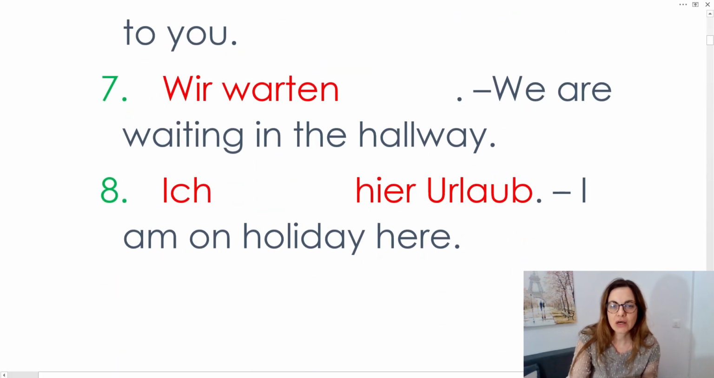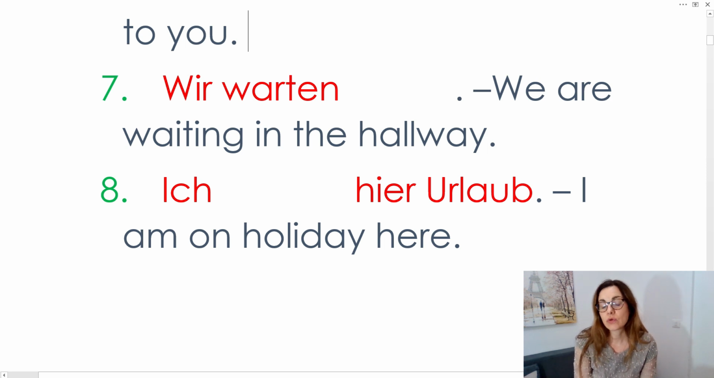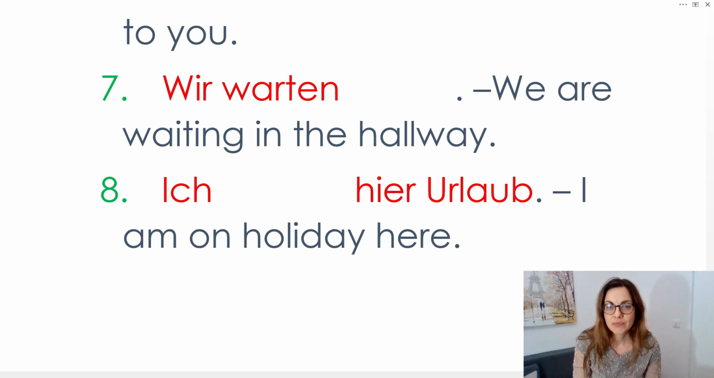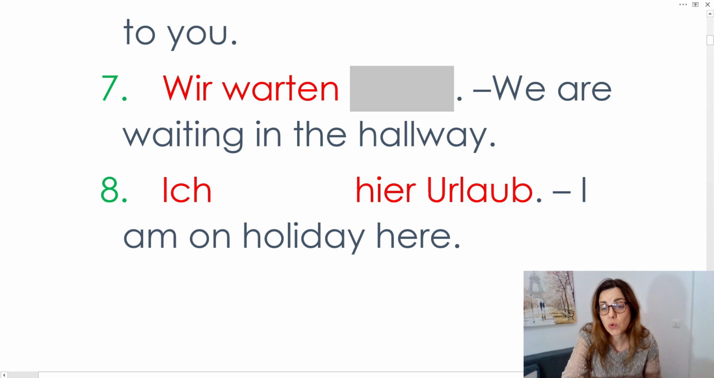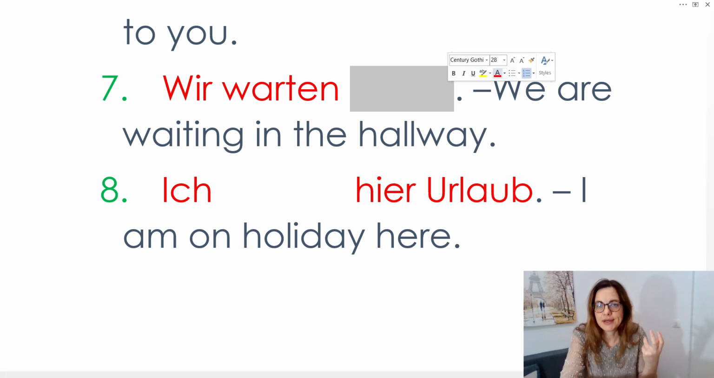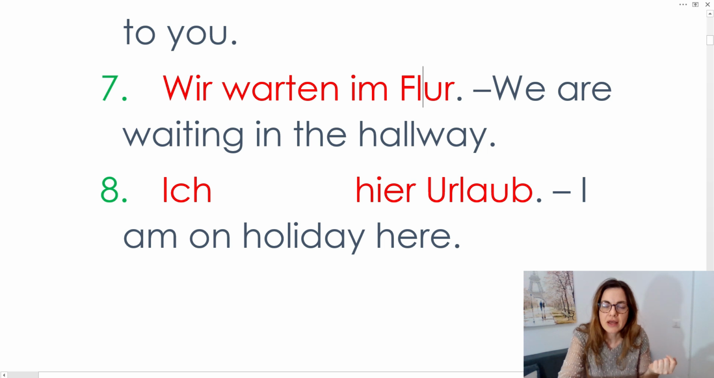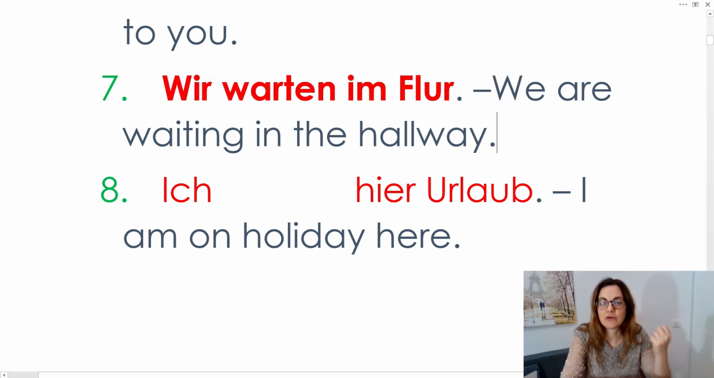Number seven. We are waiting in the hallway. Or we wait in the hallway. Wir warten. We are waiting. Wir warten in the hallway. So, we need the word, for example, der Flur, like hallway or corridor, and we need the dative form here because we answer the question wo, where, im Flur, in the hallway. Wir warten im Flur.